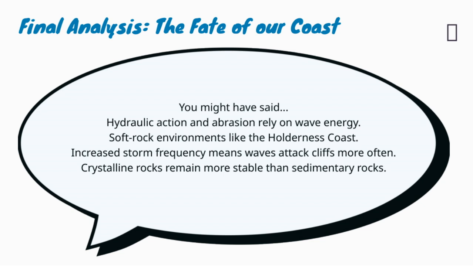A strong GCSE answer might say, if storms become more frequent and intense, hydraulic action and abrasion will accelerate because storm waves have more energy. Hydraulic action will force air into cracks with greater pressure, while abrasion will throw larger sediment against cliff faces. Soft rock coastlines, such as the Holderness Coast, are most at risk because clay and weak sedimentary rocks erode quickly. Hard crystalline rocks, such as granite, are more resistant and will erode more slowly. That answer is strong because it links climate change, wave energy, erosion processes, and lithology.